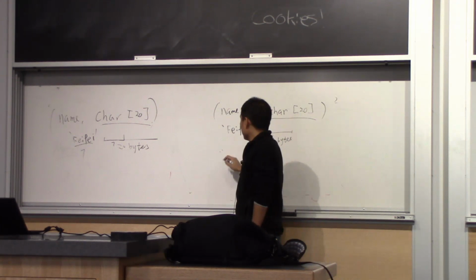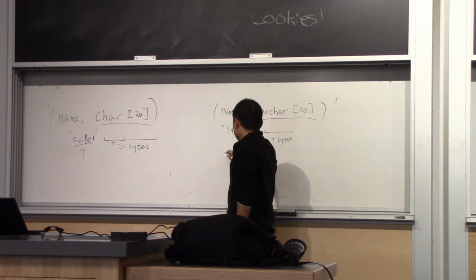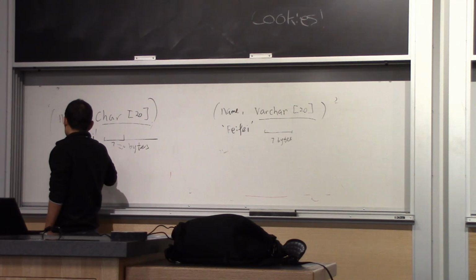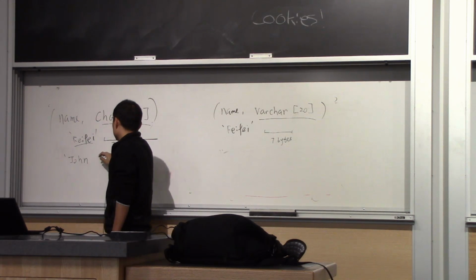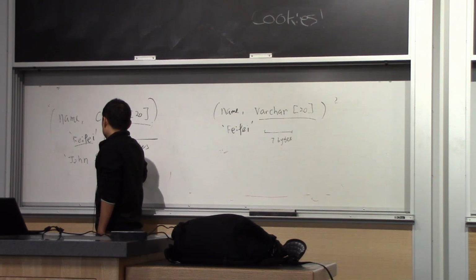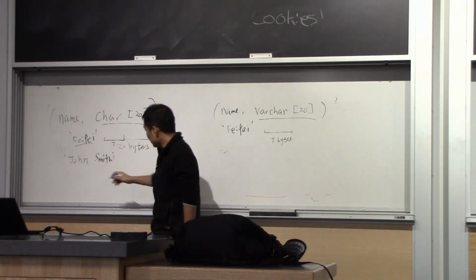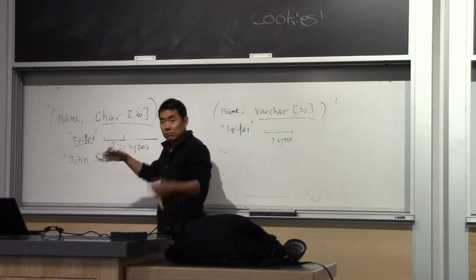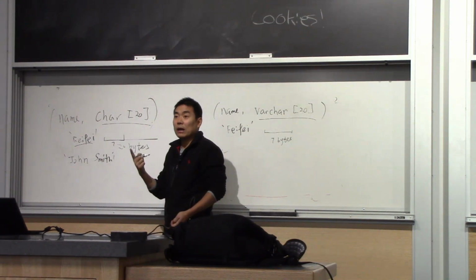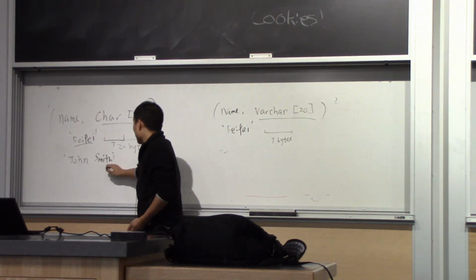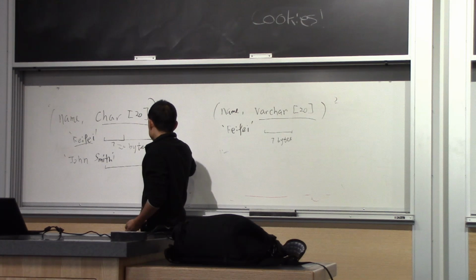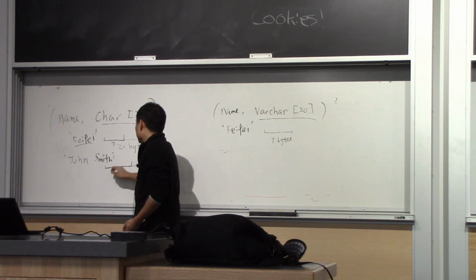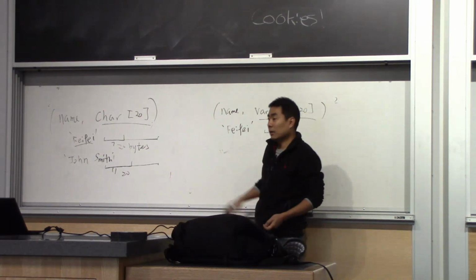If you have another name, let's say, John Smith. So that's 1, 2, 3, 4, 5, 6, 7, 8, 9, 10, 11, right? 10 characters for the name itself plus 1 character for the end of string. So what happened here is I'm going to still use 20 bytes, but the string itself will occupy 11 bytes. Okay, that's what happened here.